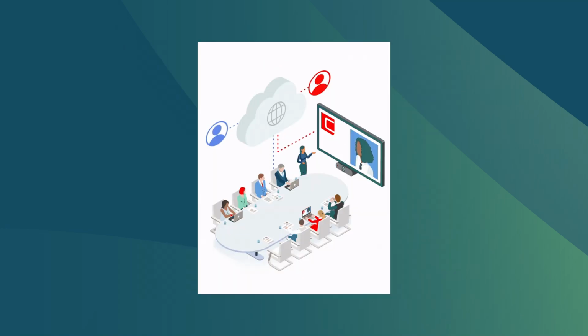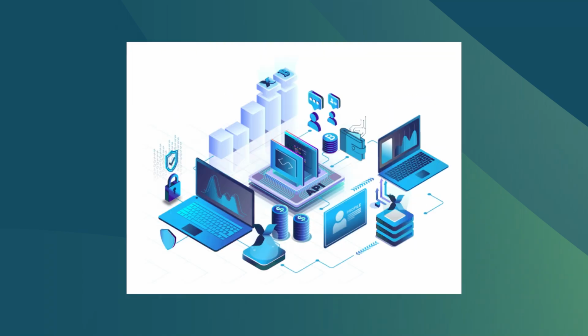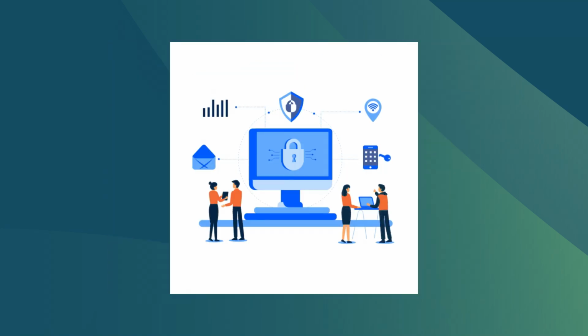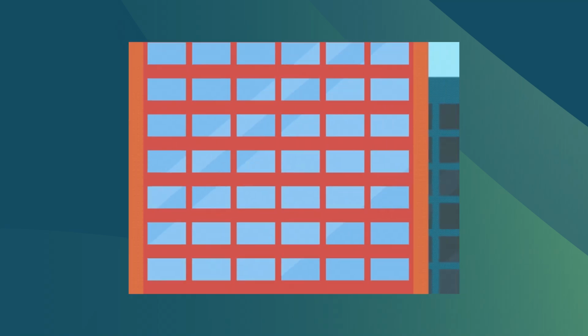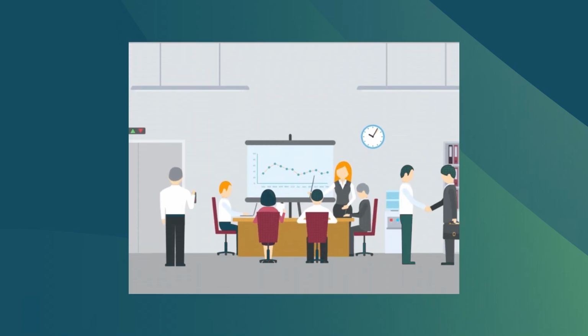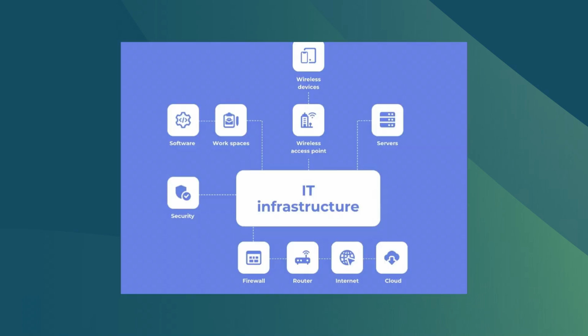IT infrastructure is the foundation that supports an organization's digital operations. It includes hardware, software, networking, and security components that work together to deliver IT services. Without IT infrastructure, modern organizations would not be able to operate efficiently. This diagram shows how IT infrastructure components are connected.